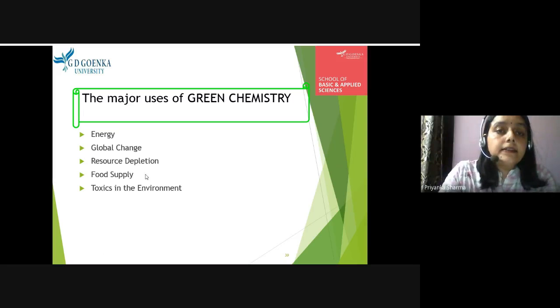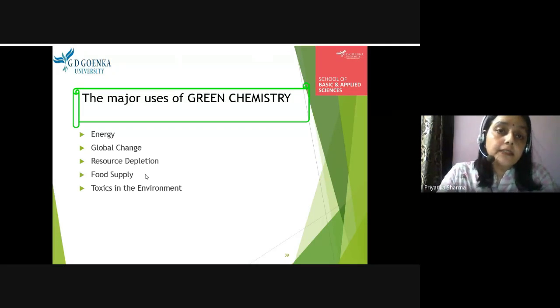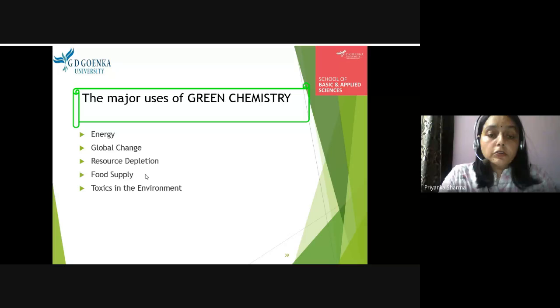Another use of green chemistry is in global change. If we talk about climate change, if we talk about global distillation, those processes can also be prevented with the use of green chemistry. That can easily be addressed.